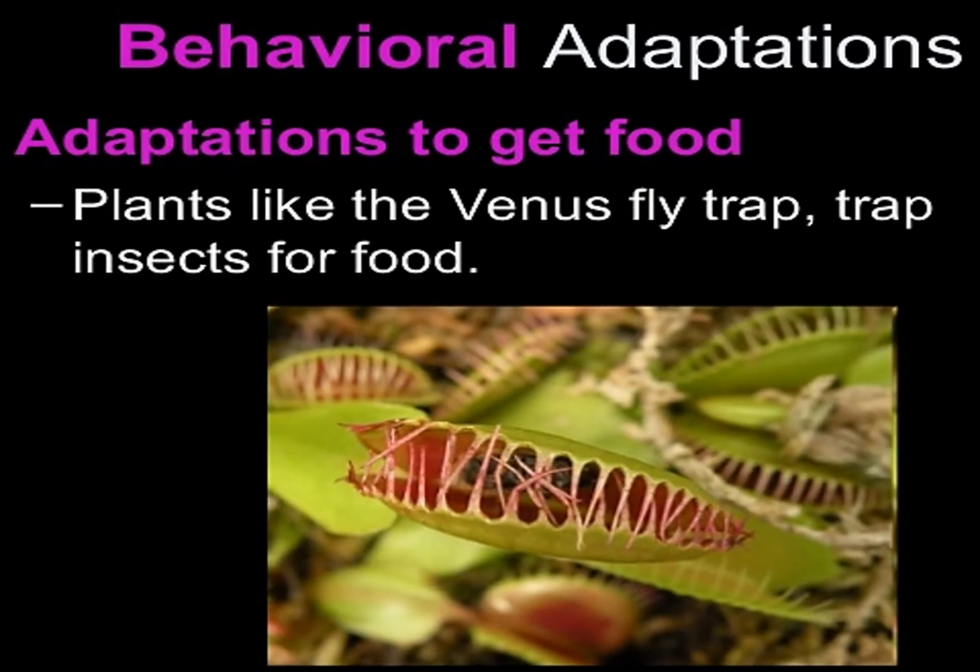This one, the Venus flytrap, they have this one. Look at the structure of the plant. It has the ability to catch or trap insects for food. It's also a behavioral adaptation. When the fly gets near the plant, it closes. So that is the reaction. They get food. They catch food. That's why it's called Venus flytrap.